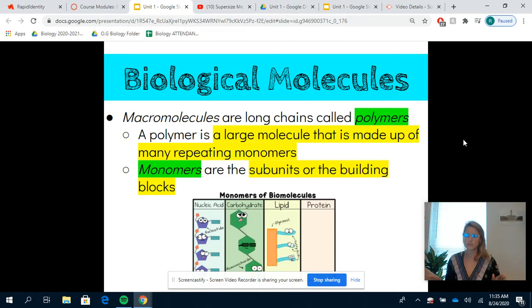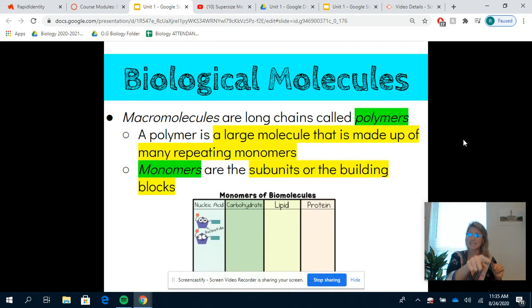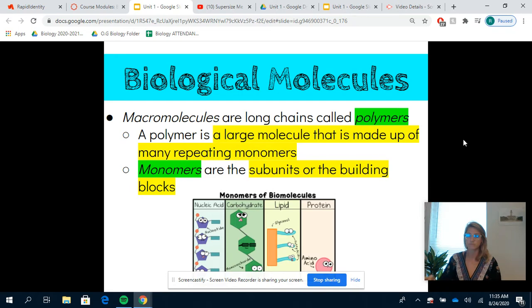So I'm going to say this one more time, really simply. Monomers are the subunits or the building blocks that make our polymers. Our polymers are just our biological molecules. So those carbohydrates, lipids, proteins, and nucleic acids. If you guys are looking down here at this little GIF, you see that each monomer connects to another one to create the full biological molecule compound.